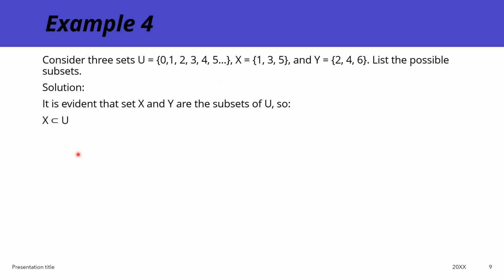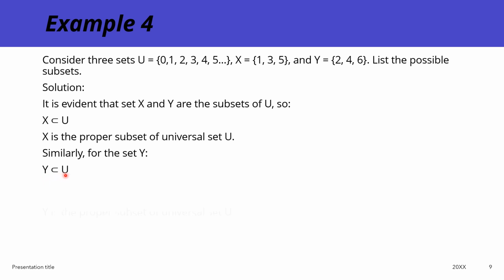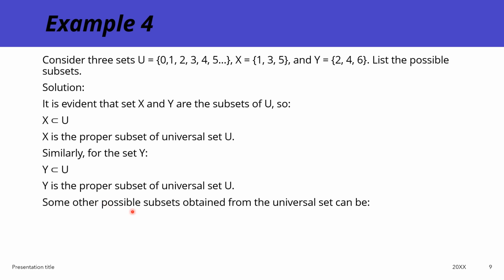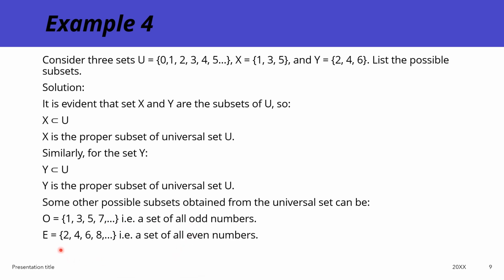So we could say that X is a subset of U, a proper subset. Similarly, the set Y is a subset of the universal set. Some other possible subsets obtained from the universe are O with elements 1, 3, 5, 7, and so on, or the set of odd numbers, and set E with elements 2, 4, 6, and so on, or the set of even numbers.